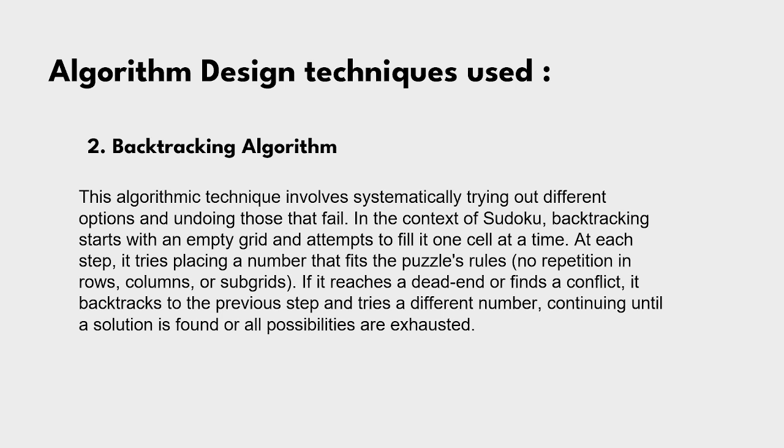So, backtracking algorithm. This algorithm technique involves systematically trying out different options and undoing those that fail. In the context of Sudoku, backtracking starts with an empty grid and attempts to fill in one cell at a time. At each step, it tries placing a number that fits the puzzle's rules: no repetition in rows, columns, or subgrids. If it reaches a dead end or finds a conflict, it backtracks to the previous step and tries a different number, continuing until a solution is found or all possibilities are exhausted.